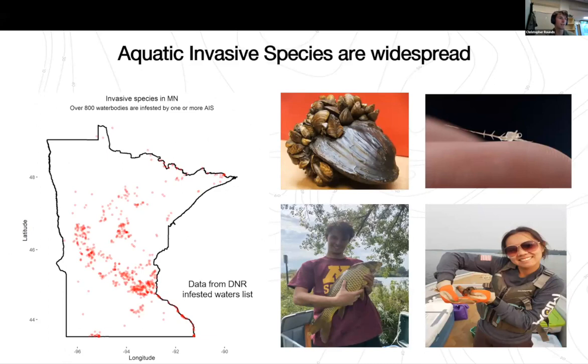Some of the common invaders, you guys are probably aware, are zebra mussels up here, spiny water flea. You can see me holding a large common carp, and then Anna down at the bottom holding a rusty crayfish. These species have very negative impacts for the ecology of the lake, as well as some human health impacts and economic impacts.